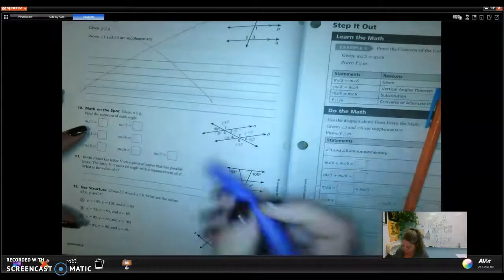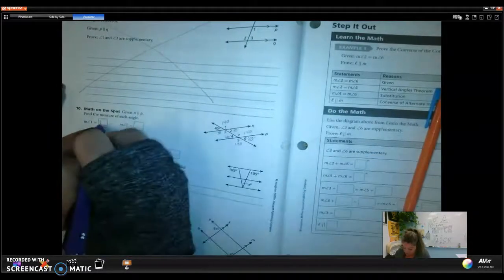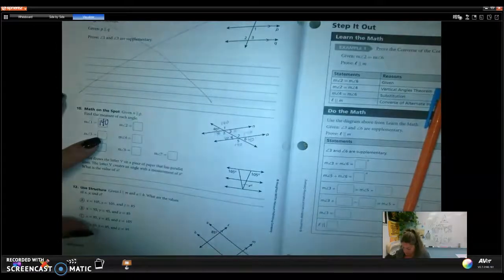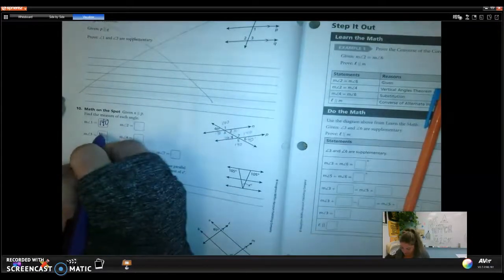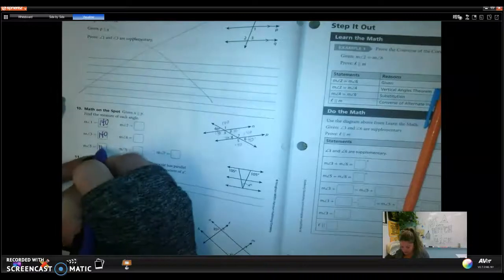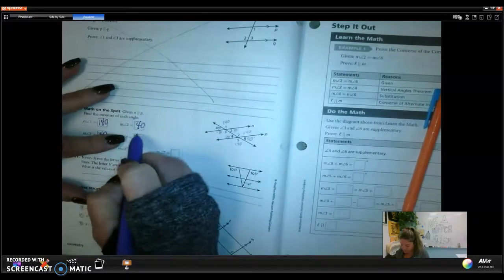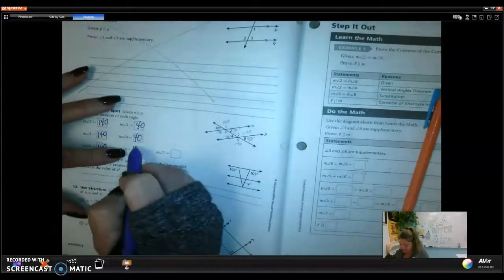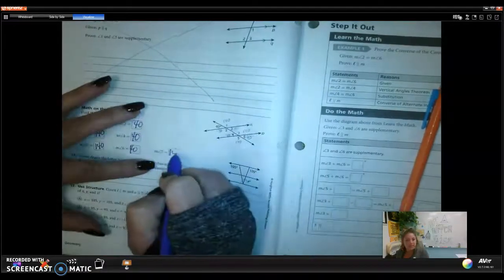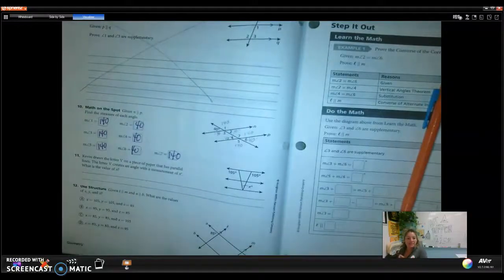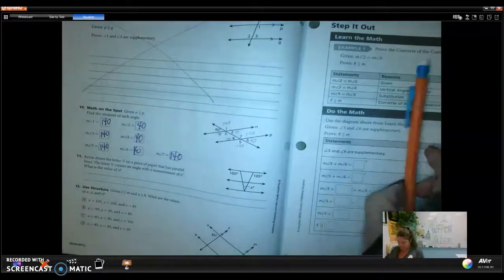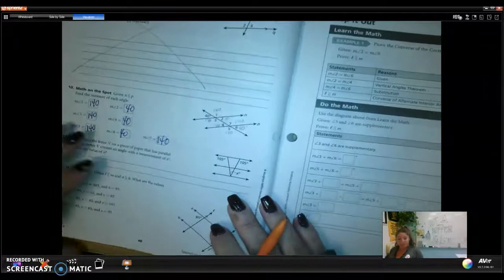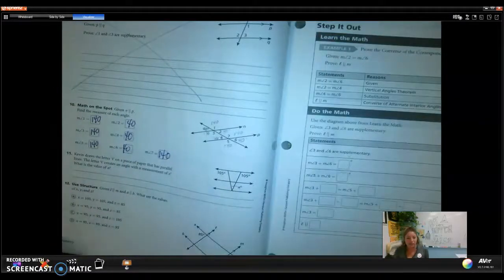What did we label angle 1? 140. What did we label angle 3? 140. Angle 5, 140. Angle 2, 40. 4, 40. 6, 40. And 7, 140. See how fast that went? All right, you're going to finish up pages 39 and 40.